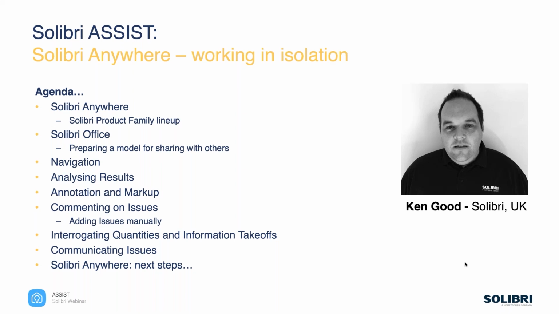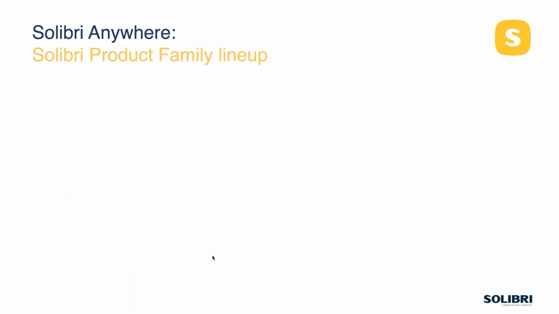But in essence, we're just going to have a quick look at the product family, the lineup, and the positioning of where Anywhere is and why we're looking at working not in isolation, as I see the title says, but how we're collaborating with others. I'm then going to talk briefly about what we have to do to prepare the model in Solibri Office, and then we'll go through the whole process of what we can actually do with a model that's come from an existing Office SMC file. And then there's a few little bits at the end to talk about as well. So let me just jump into the next slide.